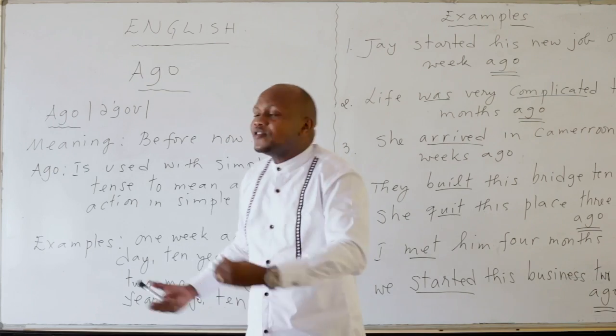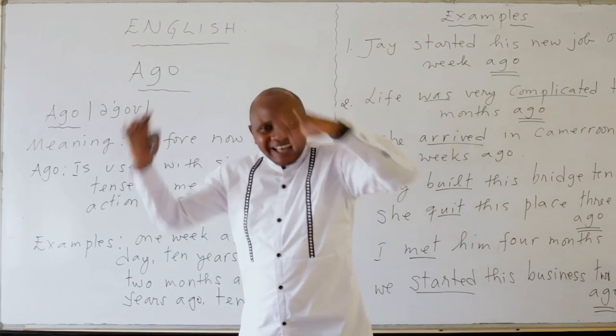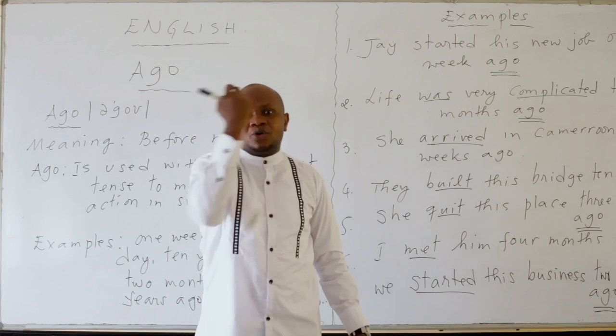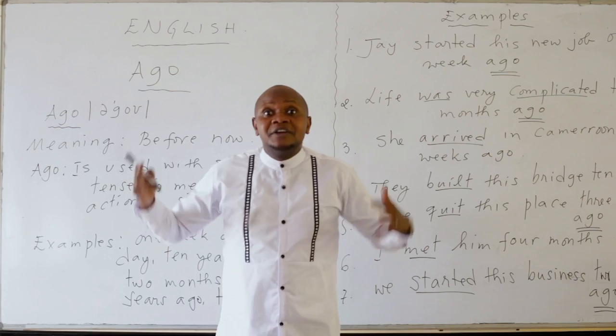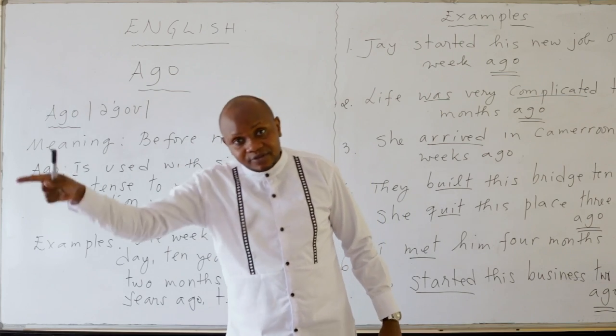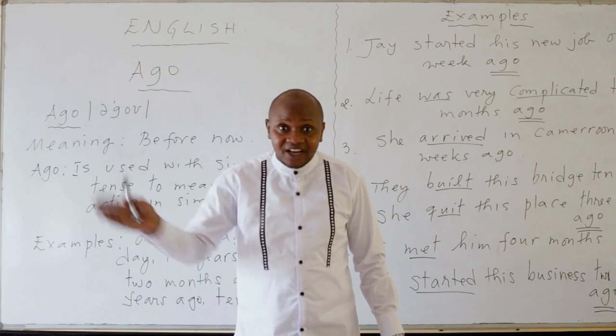Dukoresha ago tuvuga a complete action. Igikorwa cyarangiye. I lived there 3 years ago. Hariya ntabwo nyihaba. Maze imyaka 3 ntatuye. Muri make narahavuye. 3 years ago.